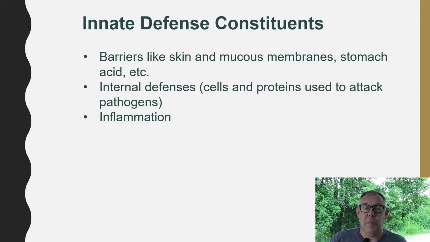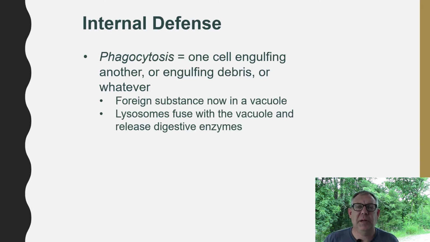Then another part of the innate defense are what are known as the internal defenses. So these are cells and proteins that are specifically designed to attack pathogens. And finally, inflammation is another part of the innate defense. Okay, so one of the things we need to talk about when we talk about innate defense is phagocytosis.